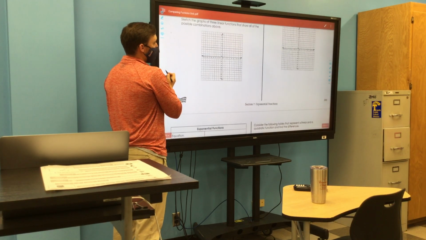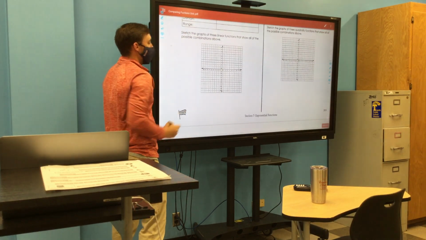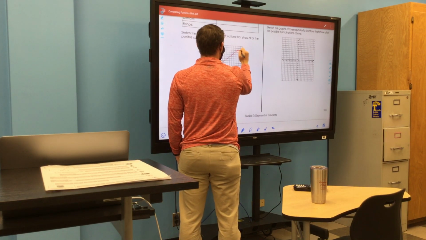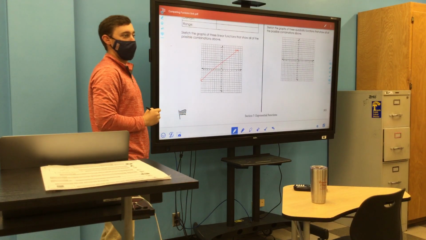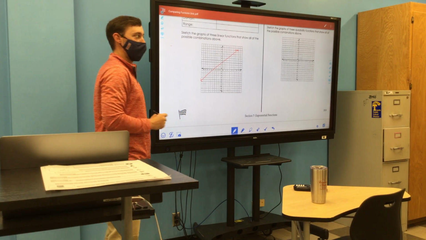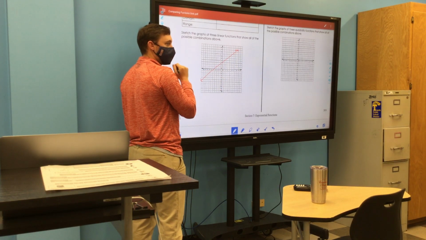So my possible graphs that I could have, okay, for a linear function, okay? I can have something that looks like this. What type of slope does this linear function have? Positive. It has a positive slope. Okay, it is increasing from left to right. That means I have a positive slope.